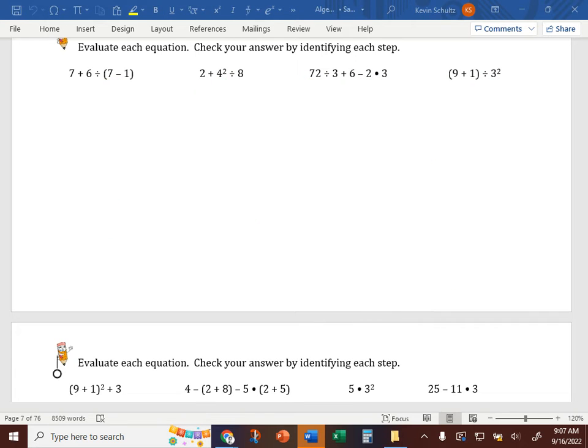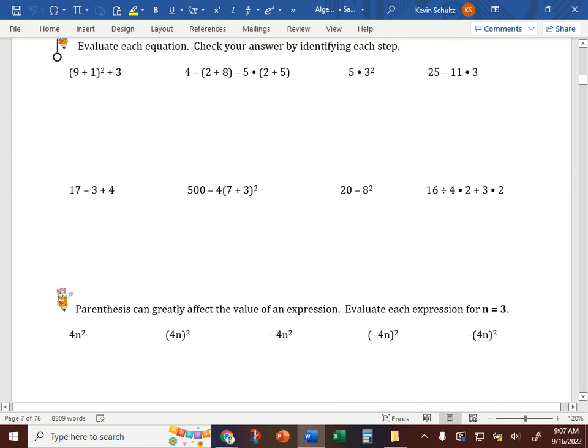Your homework for Tuesday, because Monday will be mapping. You've got 8 more to practice, more of the same. Show your work, okay? Identify each step as we go down the line.